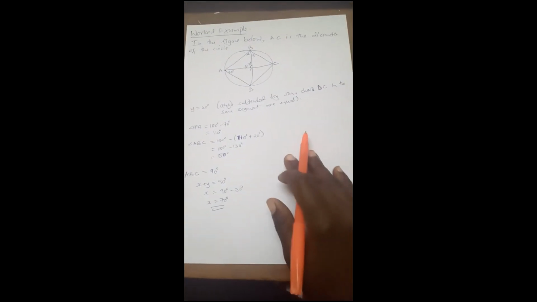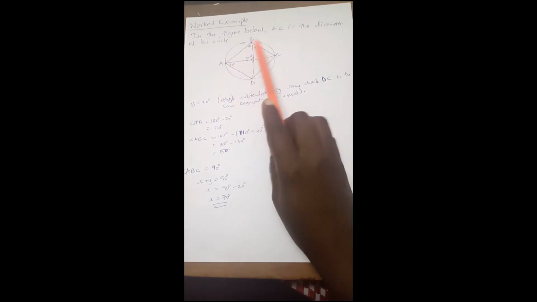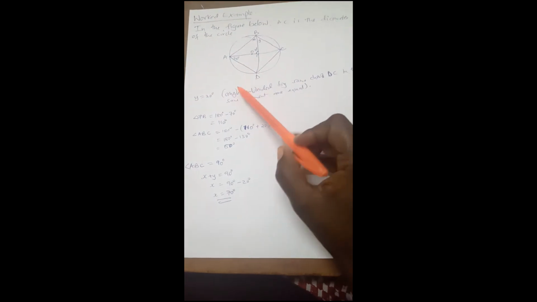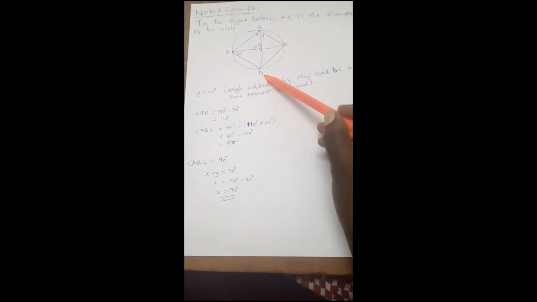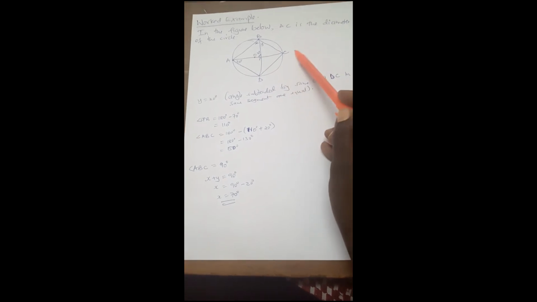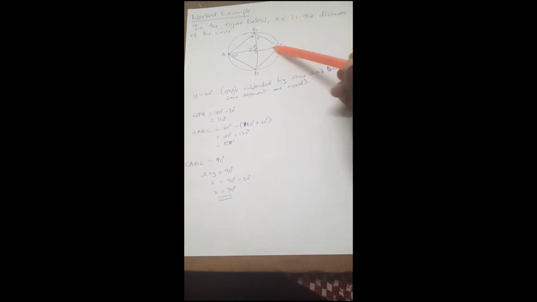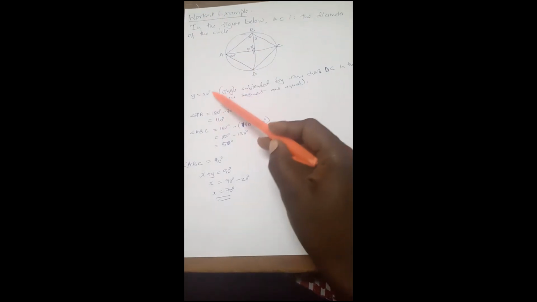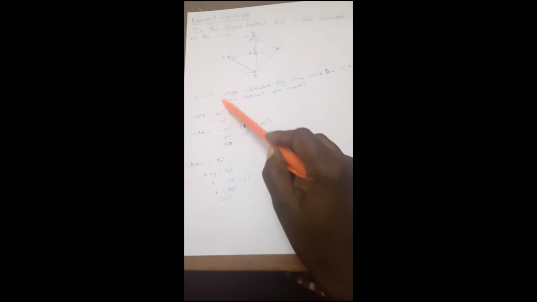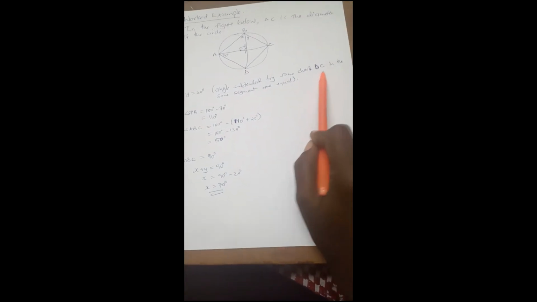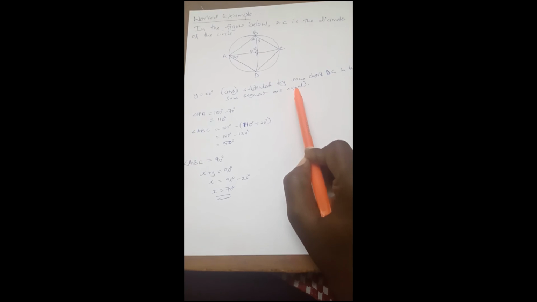Now let's look at this example. In the figure below, AC is the diameter of the circle, and we are supposed to find the unknown angles X and Y. Now if you look at this figure, ABCD is a cyclic quadrilateral. Then we also have DC is a chord which is subtending angle Y, and DC is also a chord subtending angle 20. Therefore, Y is 20 degrees, reason being angles subtended by the same chord DC in the same segment are equal.